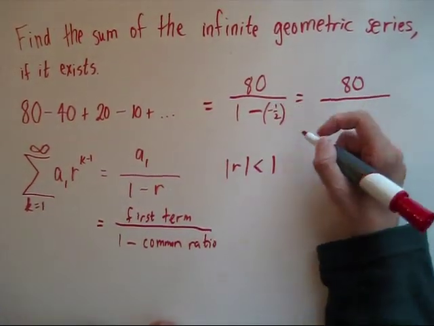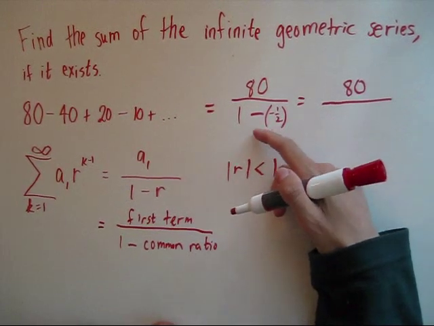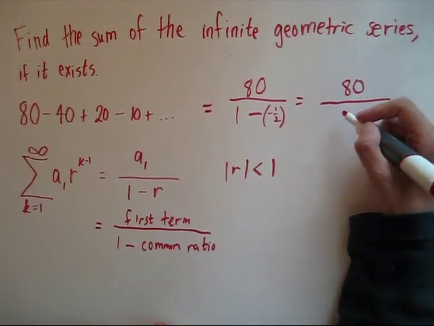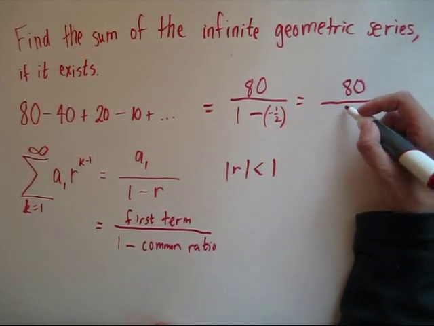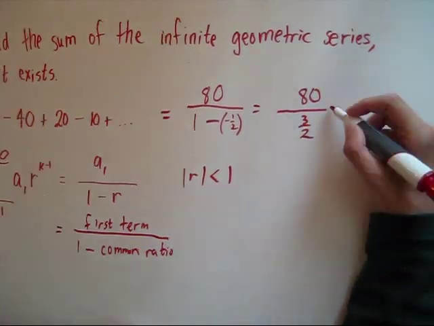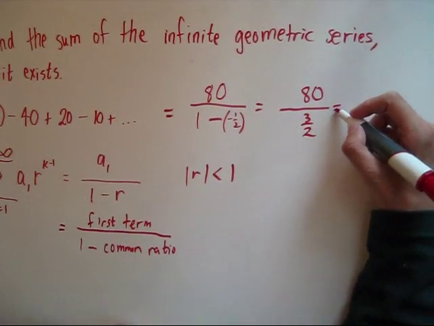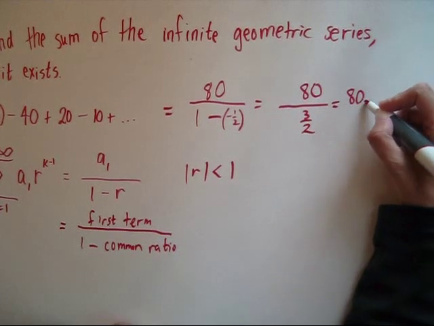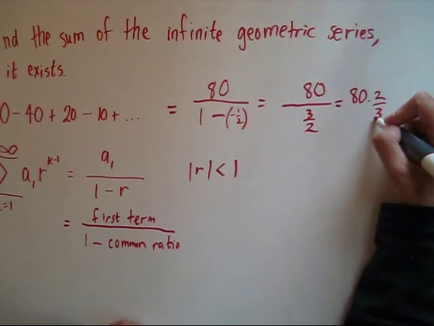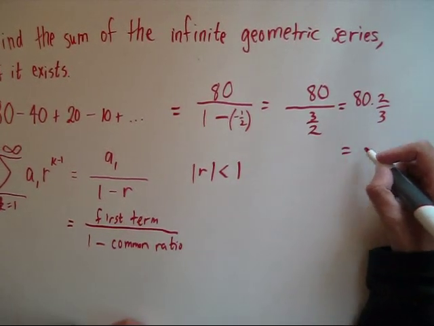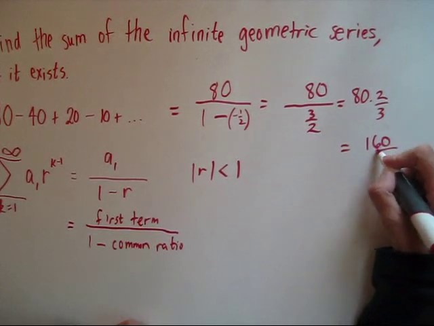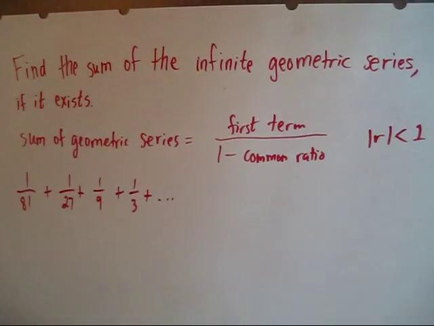Now we just have to do the arithmetic. 1 minus a minus is plus, so we have 1 plus 1/2, which is 3/2. Dividing is the same as multiplying by the reciprocal, so we have 80 times 2/3, which is 160 over 3.